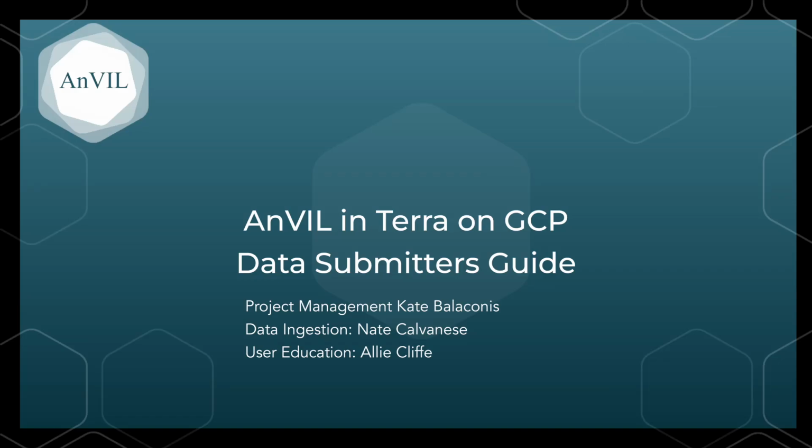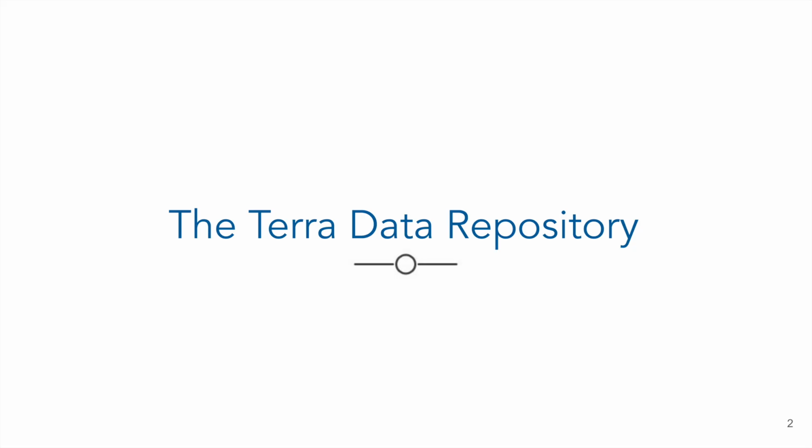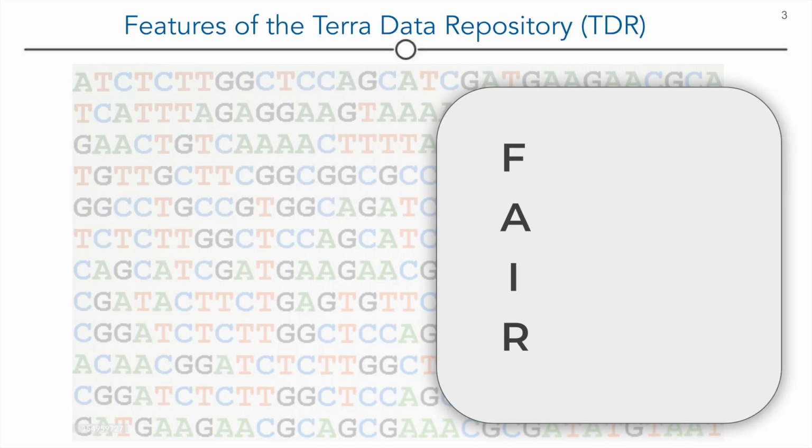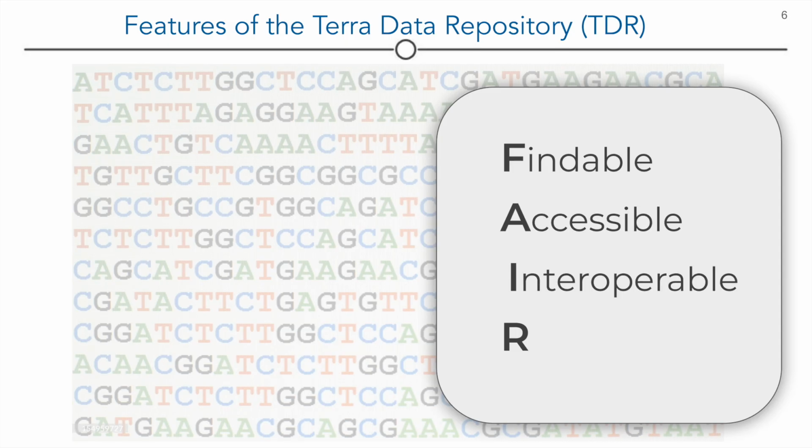This video is an overview of the user journey when submitting data to AnVIL on GCP. AnVIL data in GCP will reside in the Terra Data Repository, or TDR. The Terra Data Repository is designed to make a more FAIR data storage solution. FAIR data are findable, accessible, interoperable, designed to work with a range of operating systems or platforms, and reproducible.